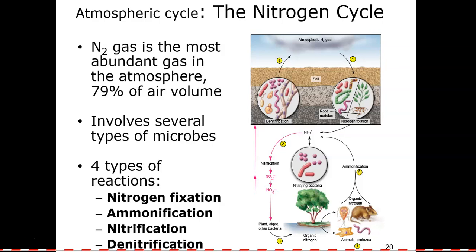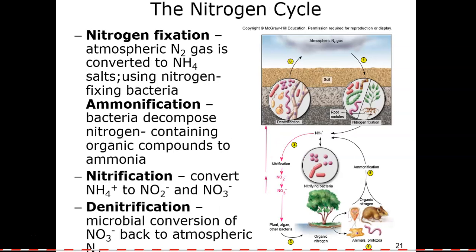So nitrogen fixation involves N2 to NH4. Nitrification involves NH4 to NO3. Ammonification involves organic nitrogen to NH4. And denitrification involves NO3 back to nitrogen gas, or N2. Okay, so we've just kind of gone through these processes here. So please make sure this is a very important slide to go over. Make sure that you understand what is being converted in each of these processes.